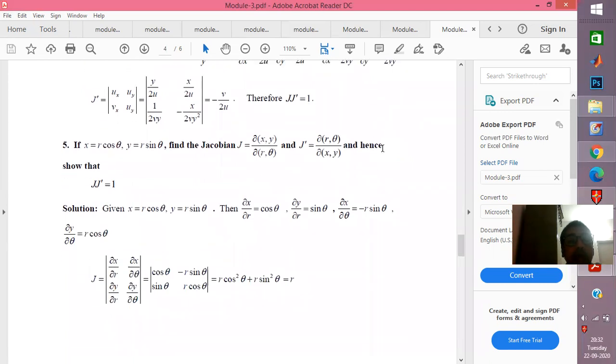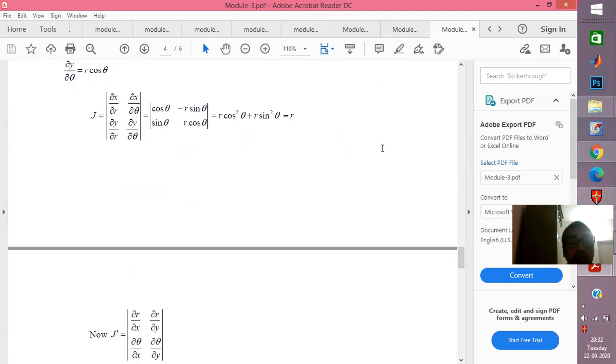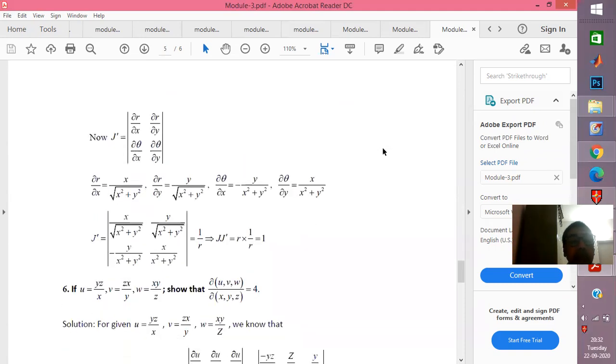This is another example where we are testing the chain rule, J J dash is equal to 1, from Cartesian to plane polar coordinates. So finding out J is straightforward. Already it has been shown to be r, but in order to find J dash, r and theta had to be expressed in terms of x and y, which is shown in these steps. And once you have r and theta in terms of x and y, you can easily find out J dash using the Jacobian rule, and then establish J into J dash is equal to 1.